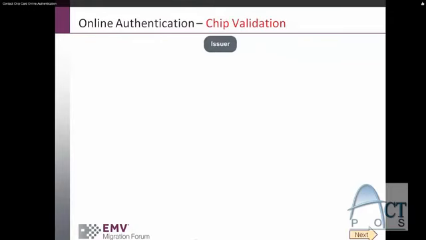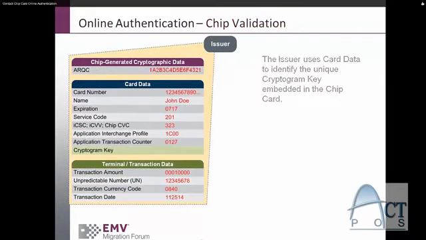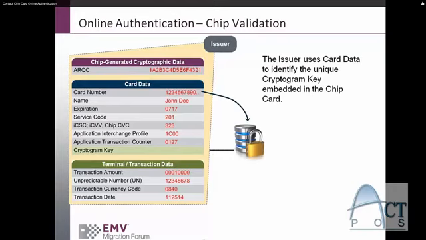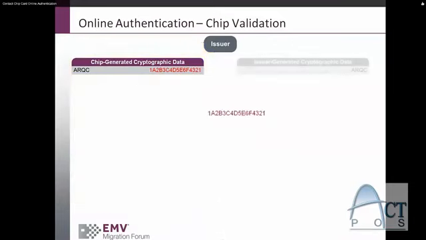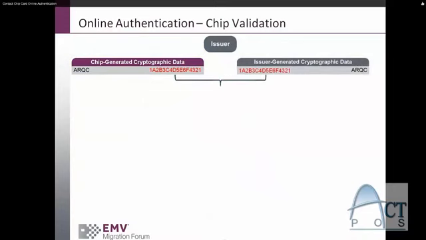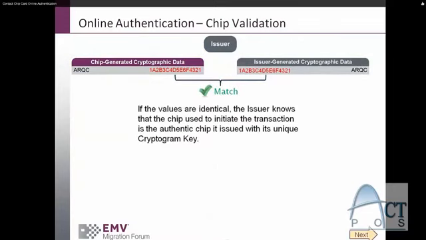And at this stage, the issuer wants to validate the authenticity of the chip. So let's look at the data that the issuer has received. The cryptogram key field is blank. So the issuer will use known card data to populate that cryptogram key. It will then use certain card data and terminal and transaction data to generate its own unique cryptogram. We can see the example of the cryptogram here. This cryptogram is then compared with the ARQC that was generated by the chip and received in the authorization request.